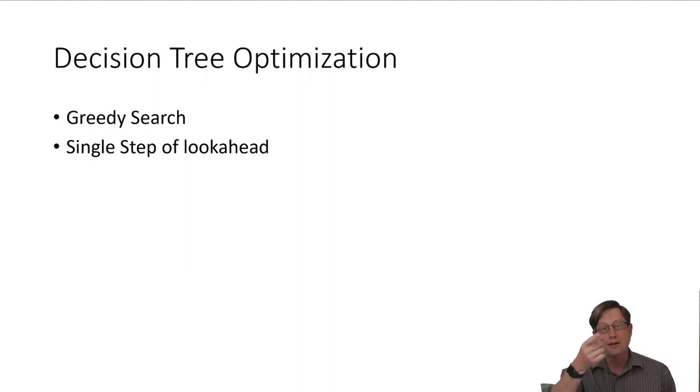Okay, and here is the decision tree optimization. Very simple in its simple case. It's a greedy search with a single step of look ahead. There you go. That's all you need to know. Maybe I'll tell you a little more. We'll go through this a little more.